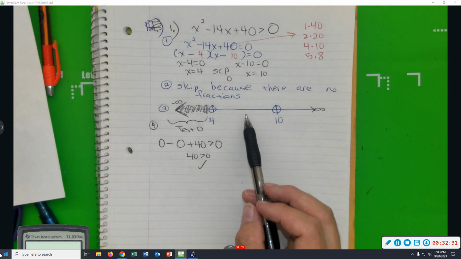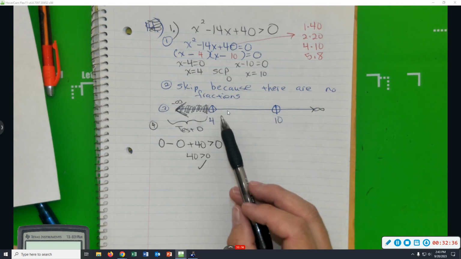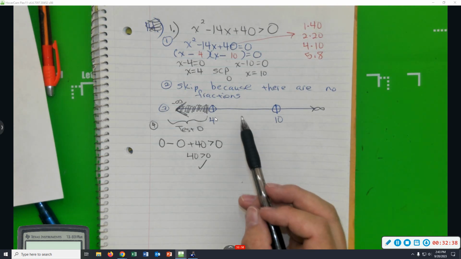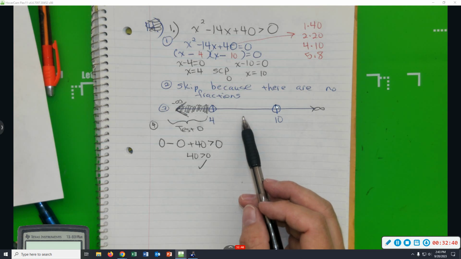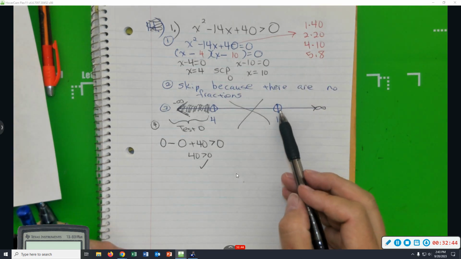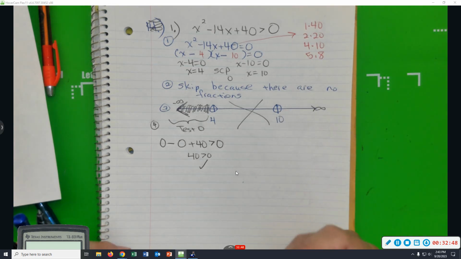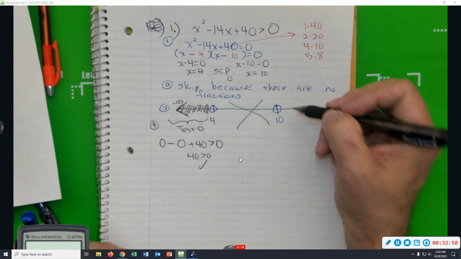Suppose we tested 5. What do we expect to have happen? Between 4 and 10, suppose we tested 5 or 8. Do we expect it to be true or false? False, so we'll cross it out. Suppose we tested 11 or 100 to the right. True or false? We expect it to be true.